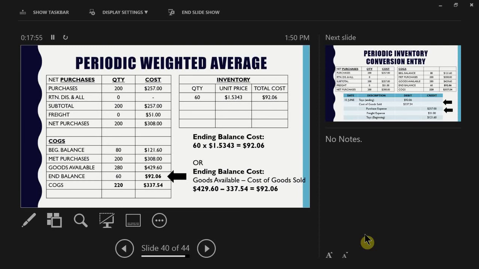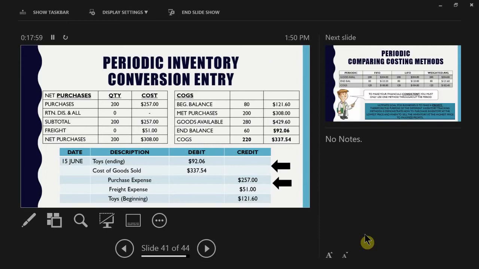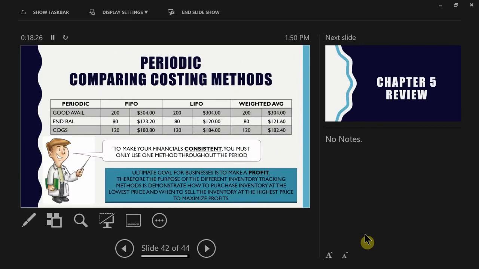All right. Once again, once you reach here, you got to do your conversion entry. And this time we have beginning inventory once again. So here we're placing the information here of our ending plus our cost of goods sold, right? Plus our purchases, plus our freight, and then lastly our beginning inventory, which we entered in previously. Okay? So pretty straightforward.